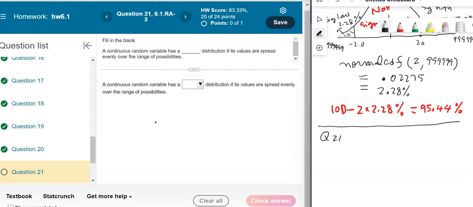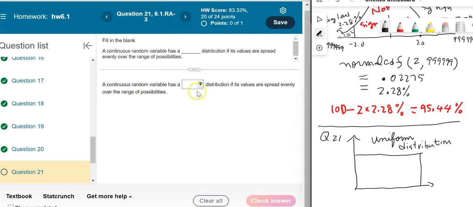Question 21. Fill in the blank: a continuous random variable has what distribution if the value is spread evenly over all? Okay, so we're talking about this kind of distribution, remember? What kind of distribution is that? We call it uniform distribution. Right, so this is called uniform distribution. Where is that? Over here.